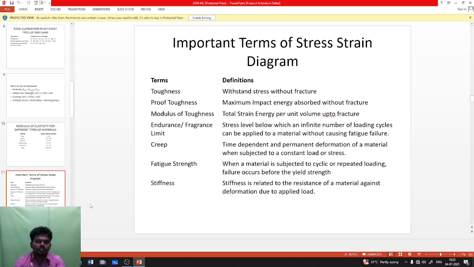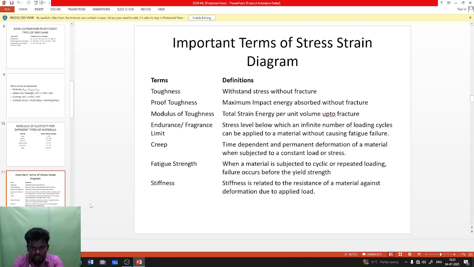Here we are going to see some important terms of stress-strain diagrams. For the mechanics or behavior of any material, the stress-strain diagram is very important, and on that diagram there are some important terms which we are going to see now. The terms and their definitions are partitioned as a tabulation here.